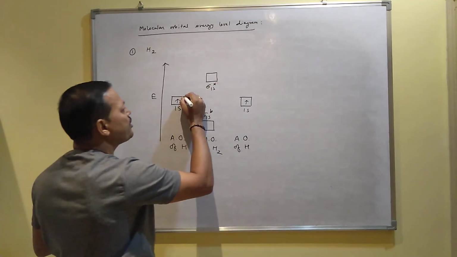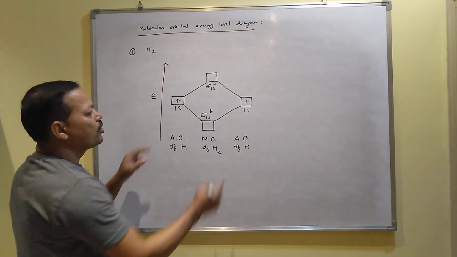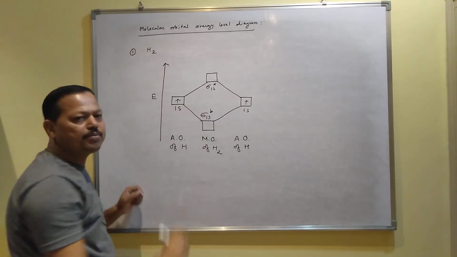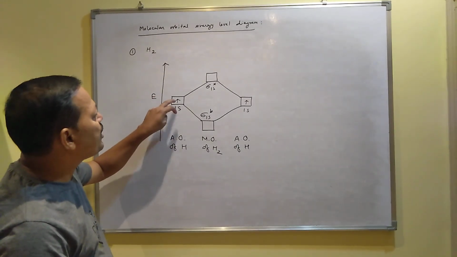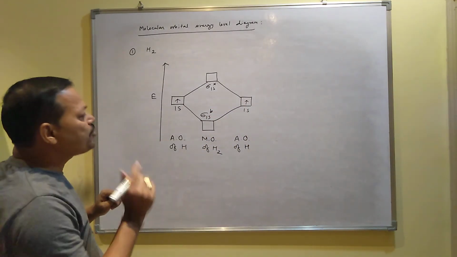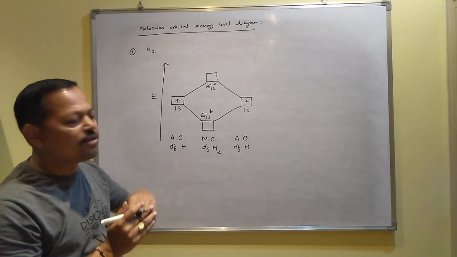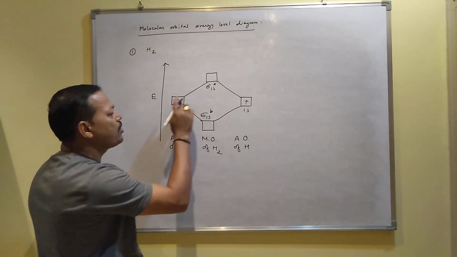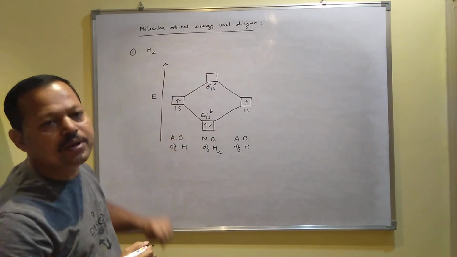So when 1s and 1s combine, they form two molecular orbitals, one sigma 1s bonding and one sigma 1s anti-bonding. So how many electrons now? This hydrogen atom contains 1 electron, and this hydrogen atom contains 1 electron. After combination, 2 electrons. Those 2 electrons you have to fill in the molecular orbitals. First you fill the lower energy orbital. Since one orbital contains maximum 2 electrons, both electrons will enter sigma 1s bonding. The anti-bonding will be vacant.